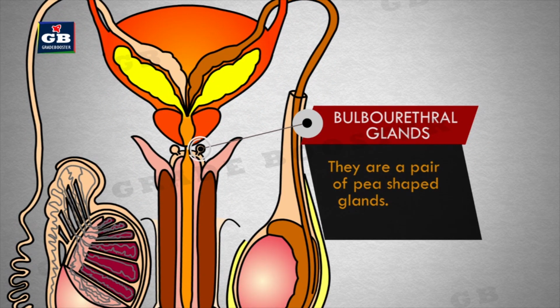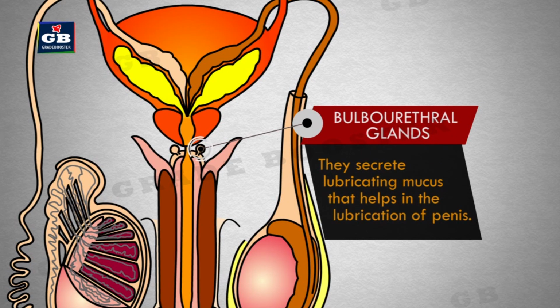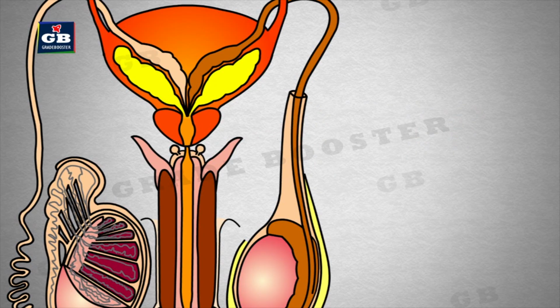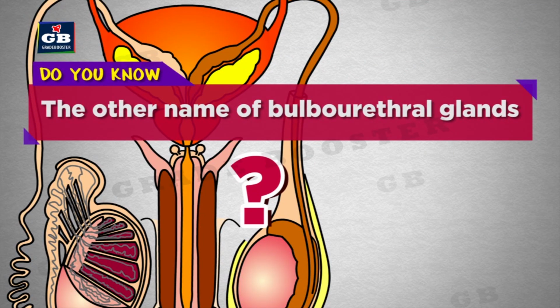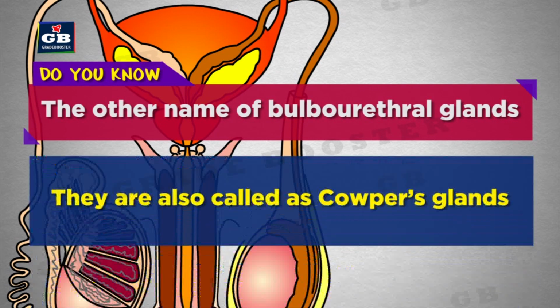Bulbourethral glands. They are a pair of P-shaped glands. They secrete lubricating mucus that helps in the lubrication of penis. Do you know the other name of bulbourethral glands? They are also called as Cowper's glands.